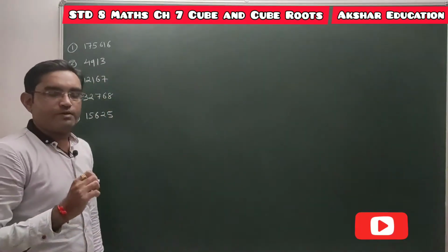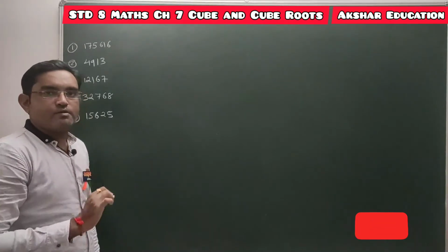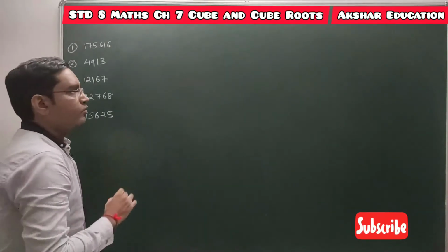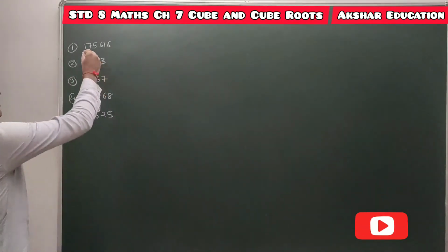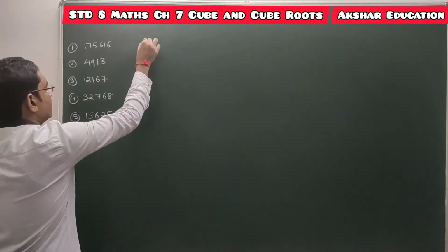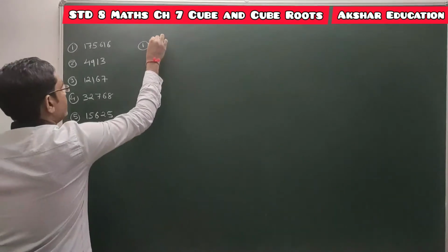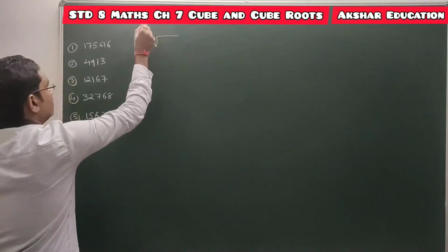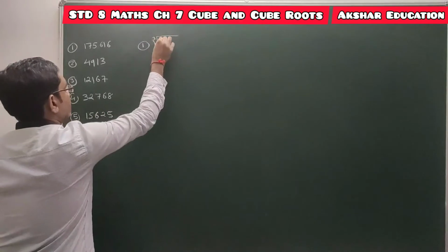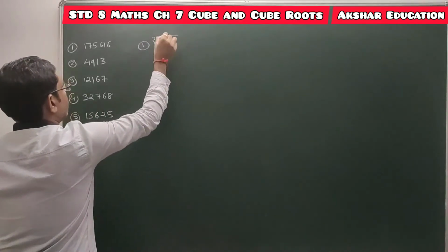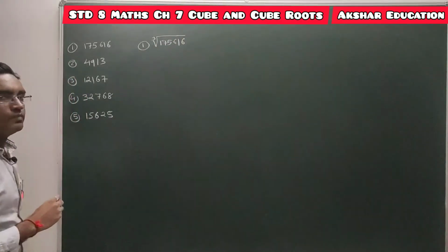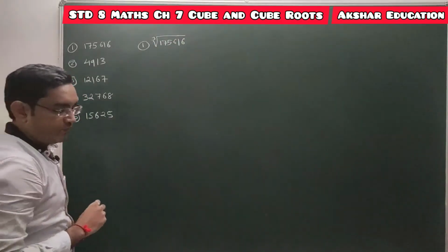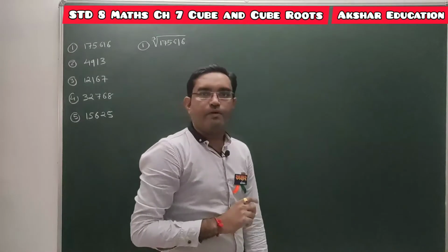What is the meaning of estimate? We will directly guess the value of the cube root of the given number. So for that, consider this question number 1. Find the cube root of this given number by method of estimation. 175616 is the given number. So how can we estimate the value of the cube root of the given number?